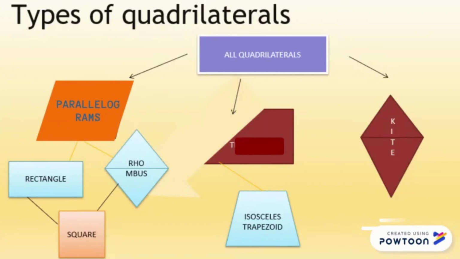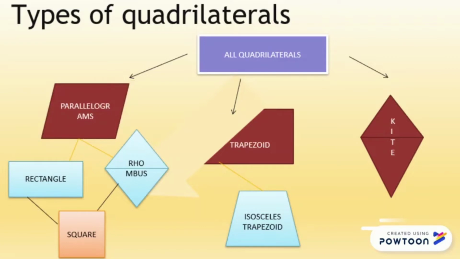Types of quadrilaterals. Quadrilaterals have three types: parallelograms, trapezoid, and kite. Parallelogram has sections that are rectangle and rhombus. And then square is a part of rectangle and rhombus. Trapezoid has a part that is isosceles trapezoid.